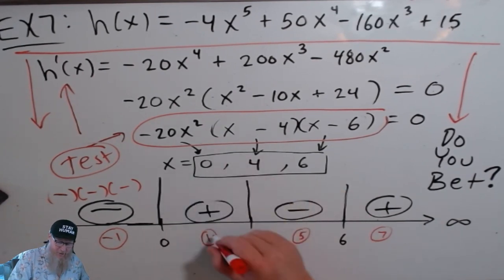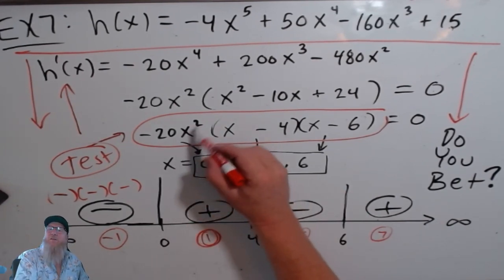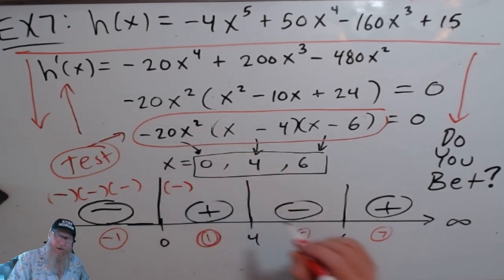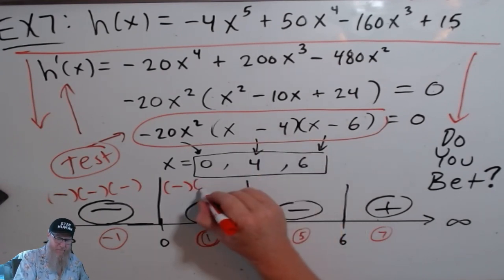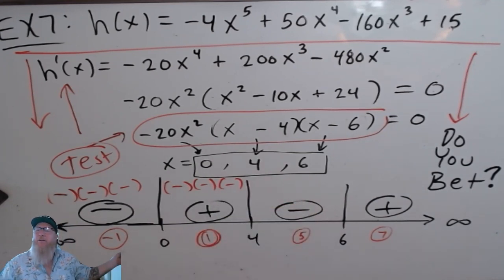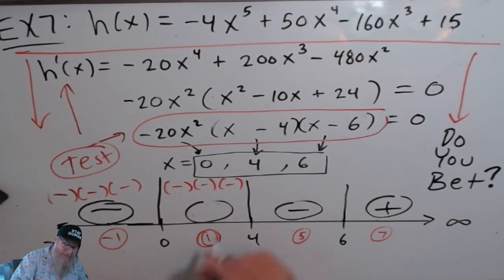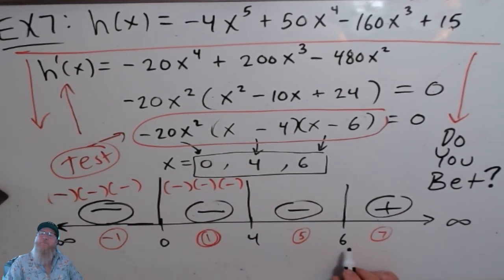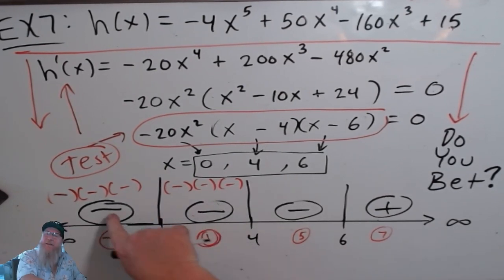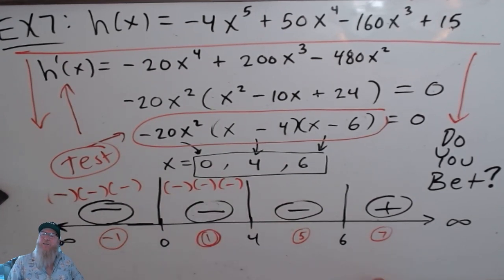Let's see. So let's try 1. Plug it in here. 1 squared, that's positive, times -20, that's negative. 1 minus 4, that's negative. 1 minus 6, that's negative. I'm glad I didn't bet because this is not positive. That's still negative. Okay, so that means 0, although it is a critical value, it is not a maximum and it's not a minimum because the sign of the derivative is not changing.